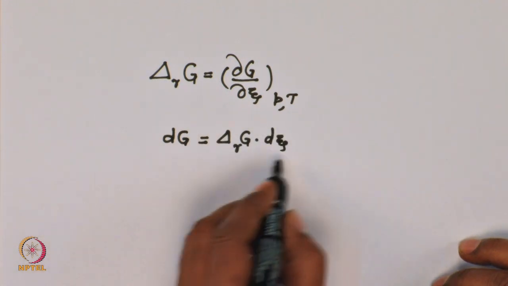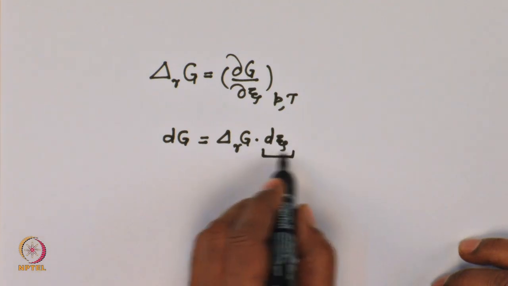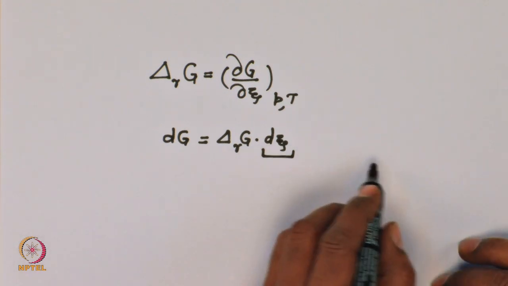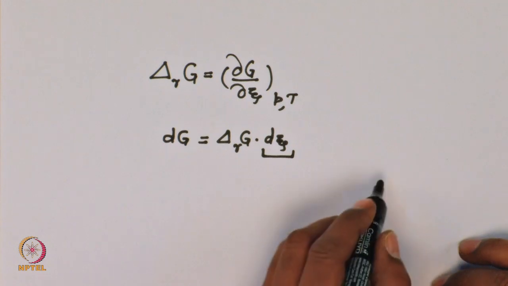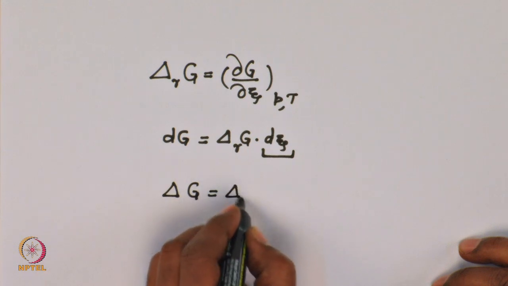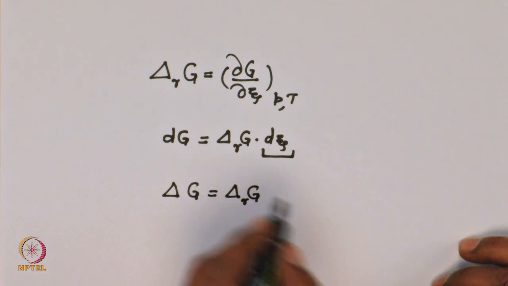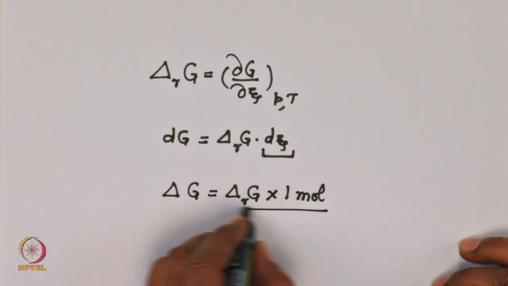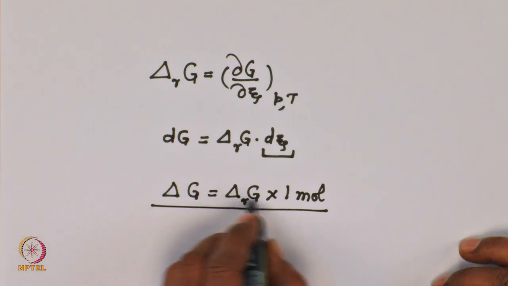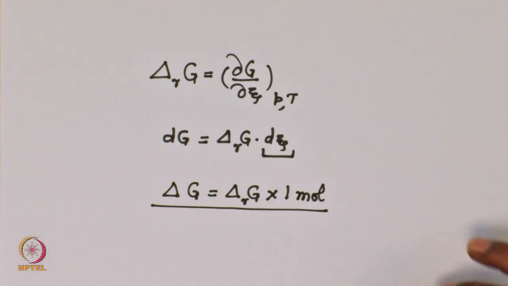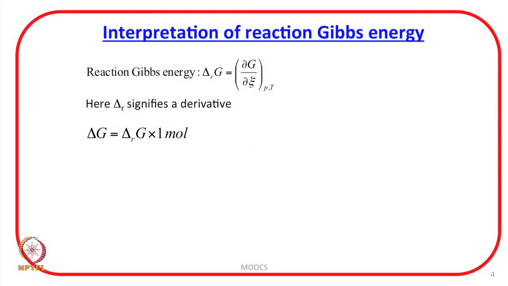So, obviously, when d xi is equal to 1, if I integrate from 0 to 1, then I can write delta G is equal to delta R G into 1 mole. The difference is connected to the slope when we are talking about d xi equal to 1 mole, when 1 mole of the reactant has been converted to 1 mole of the product. That is what is mentioned on this slide.